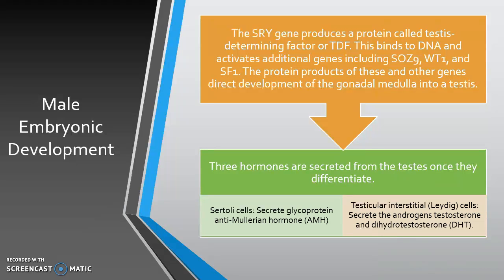Now, moving on from there, there are three hormones that are secreted from the testes once they differentiate. They are from the Sertoli cells, and these secrete a glycoprotein hormone, anti-Müllerian hormone, and there are also testicular interstitial cells, or Leydig cells for short. They secrete androgens, testosterone, and the derivative of testosterone being dihydrotestosterone, or DHT for short.